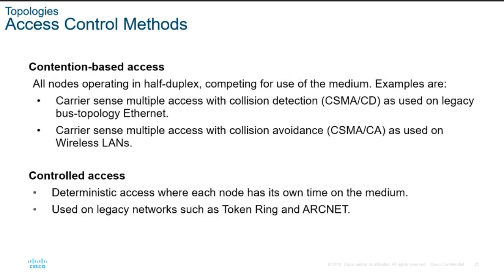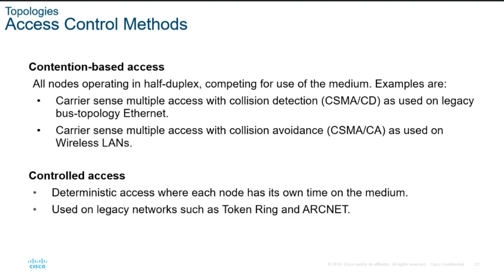Okay, the access control methods. Ethernet LANs and WLANs are examples of multi-access networks. A multi-access network is a network that can have two or more end devices attempting to access the network simultaneously. There are two basic access control methods for shared media: contention-based access and controlled access.